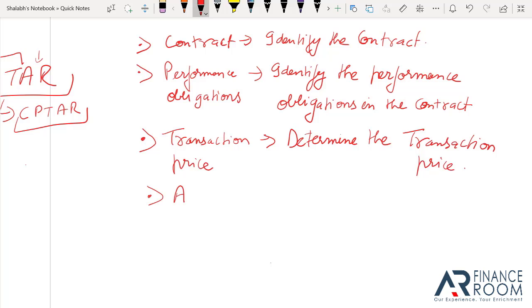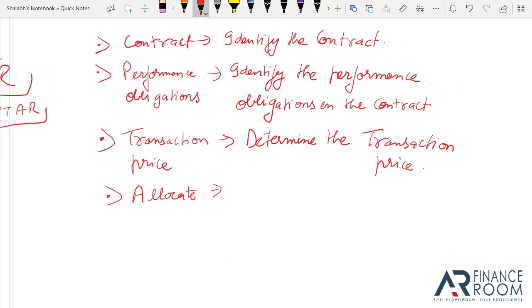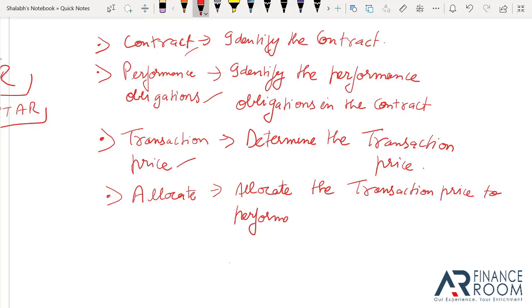A stands for allocation. Allocate. Now what will you allocate? You will allocate the transaction price to performance obligations, as per contract. That's it. Allocate the transaction price to performance obligation as per contract.